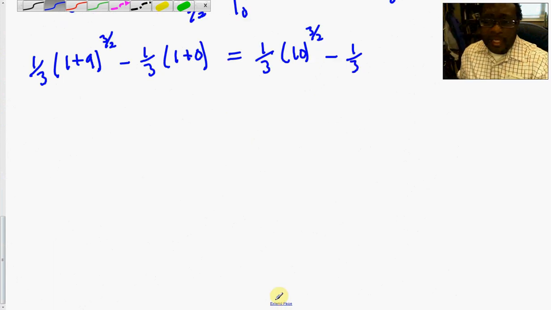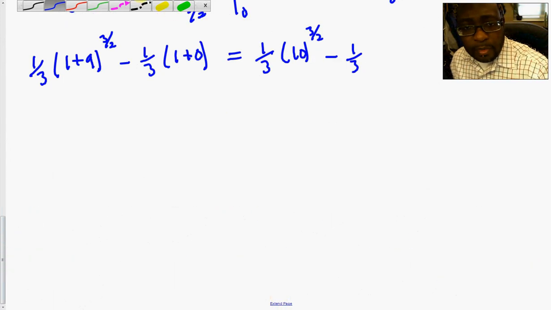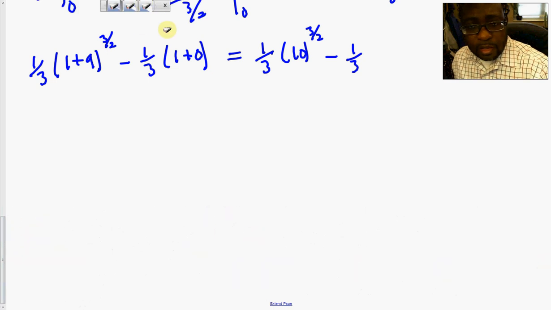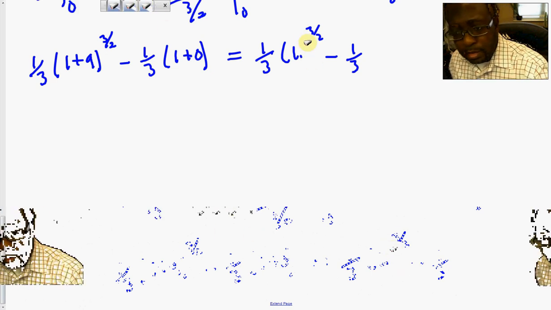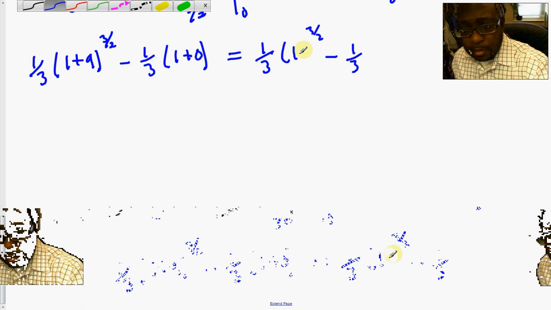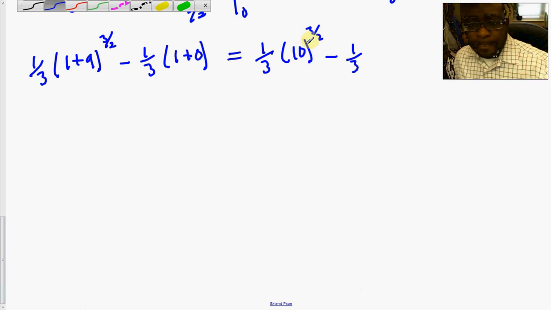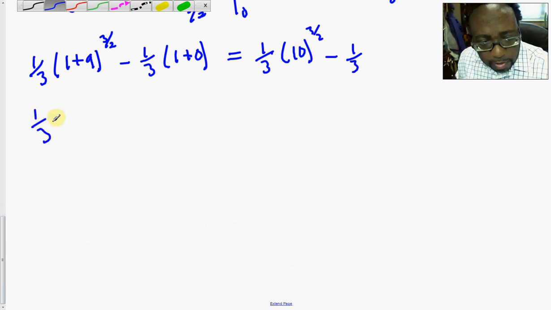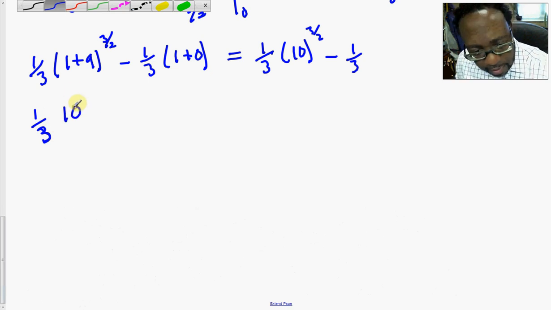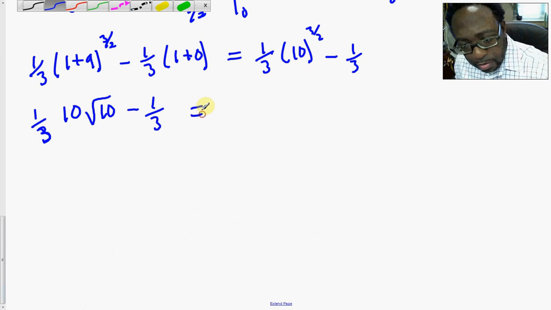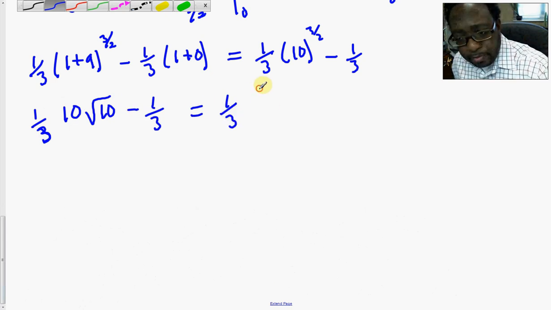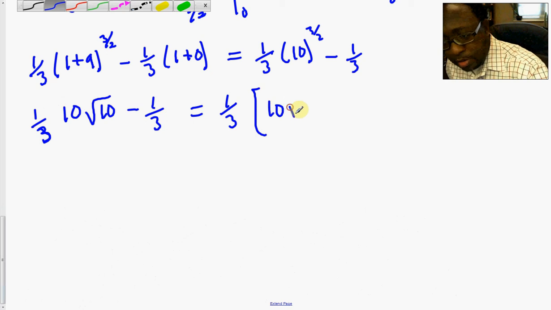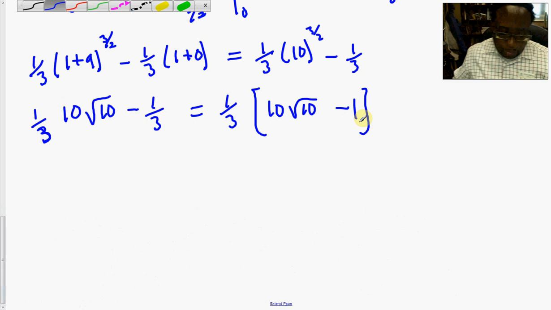We can clean that up. This is 10. Okay. So this is 1/3. The 10 to the 3/2 is the same thing as 10 times the square root of 10 minus 1/3. And so just write it as 1/3 times parentheses 10 times the square root of 10 minus 1. Thank you.